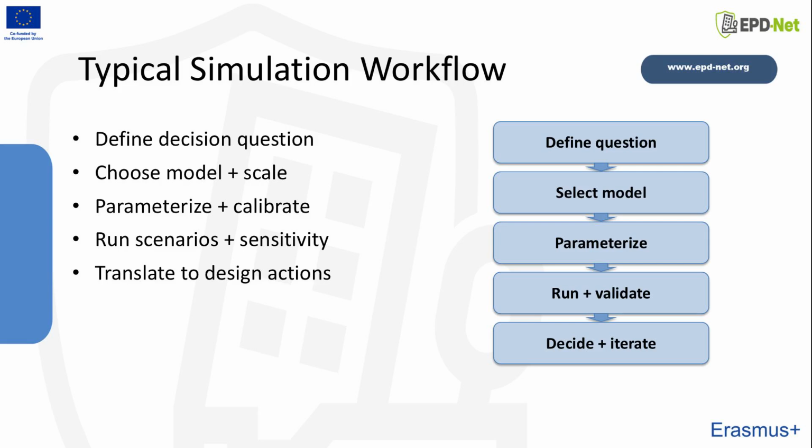A typical simulation workflow is simple in steps and demanding in discipline. First, define the decision question and performance domain, because that determines what you must model and measure. Second, select a model type and scale that match the question and the available data. Third, parameterize with defensible inputs, ideally informed by tests, product data, or bounded literature ranges. Fourth, run baseline and intervention scenarios, plus sensitivity tests for the uncertain inputs.